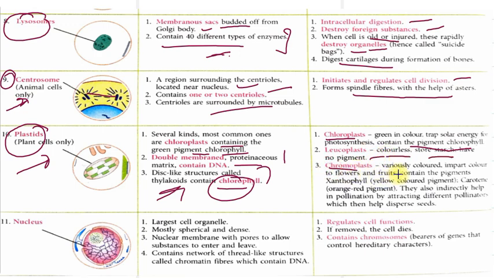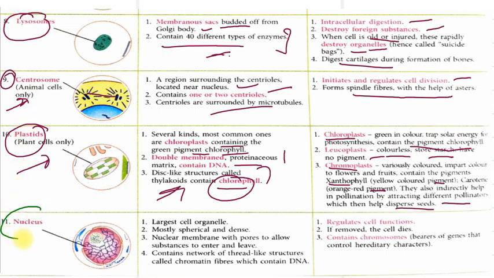And chromoplasts are variously colored, different types of colors, impart color to flowers and fruits, and contain pigments known as xanthophyll, yellow colored pigment, and carotene, orange red pigment. They also indirectly help in pollination by attracting different pollinators, and help in dispersion of seeds.